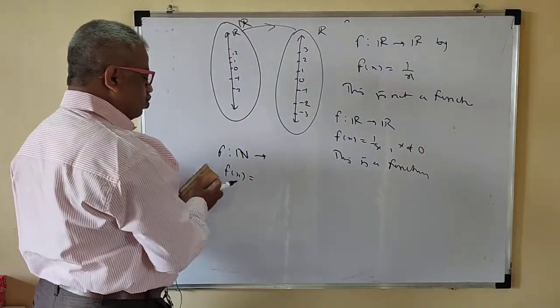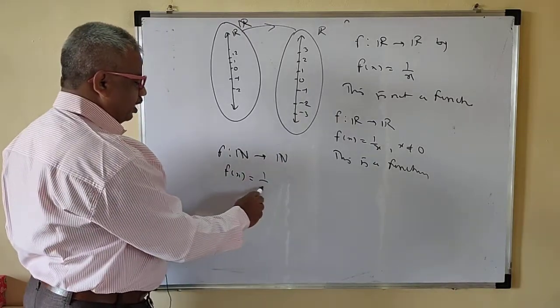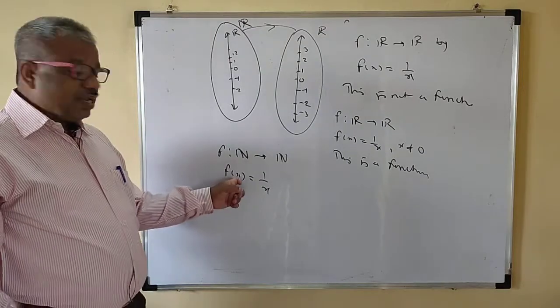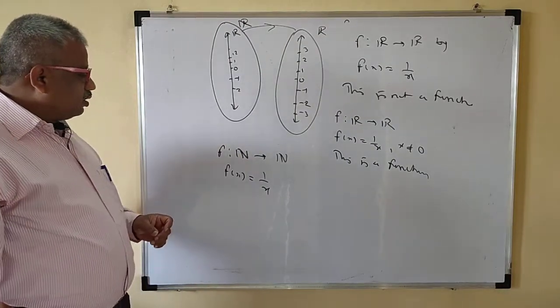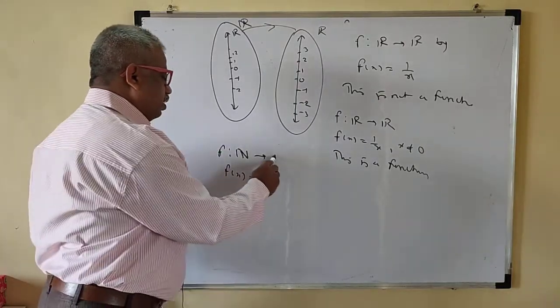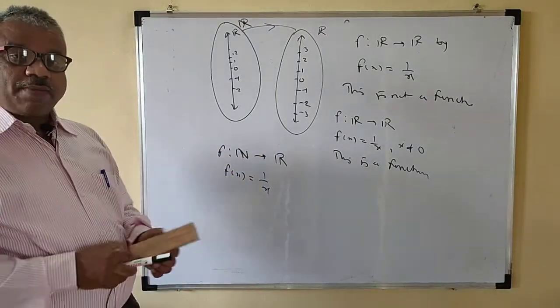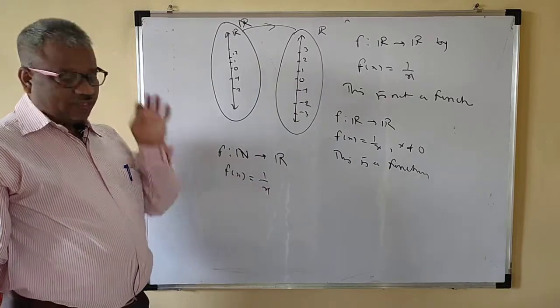Suppose natural number to natural number, and if I define this 1 upon x now, that means where is my x? My x is a natural number. We will mention later what happens if you take N here. So now f of x is equal to 1 upon x.